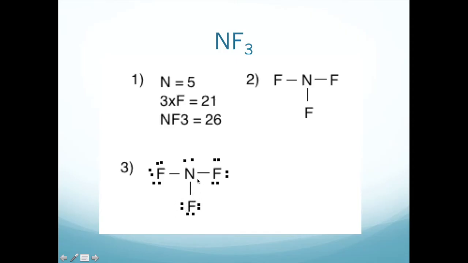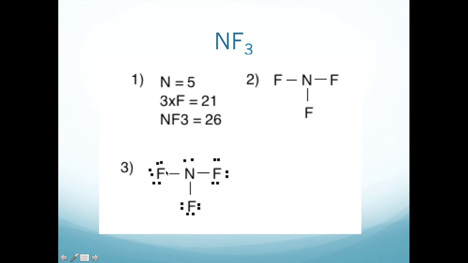Now, don't forget the nitrogen. That nitrogen also needs a lone pair to meet the octet rule. 2, 4, 6. So it needs that lone pair to give it 8. Now it has 8 electrons around it, and it's happy. Please note, by the way, since covalent bonds are shared between atoms, you can count them as 2 electrons for both atoms that they're being shared by.